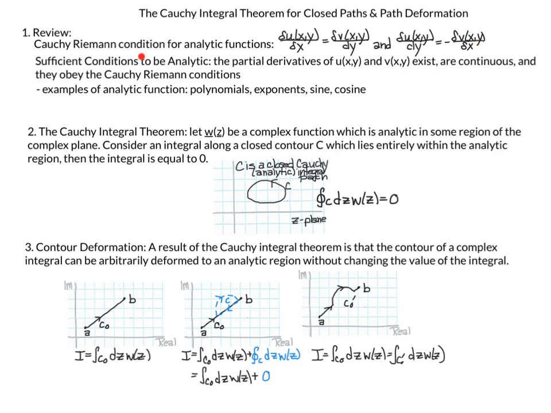The other conditions, to guarantee a function is analytic in some portion of the complex plane, are that the partial derivatives of u(x,y) and v(x,y) must exist, they must be continuous, and they must obey the Cauchy-Riemann conditions. And I also mentioned that you can use the fact that polynomials, exponents, sines, and cosines are analytic without going through the formal demonstration of this.